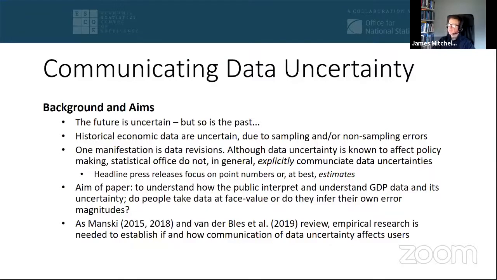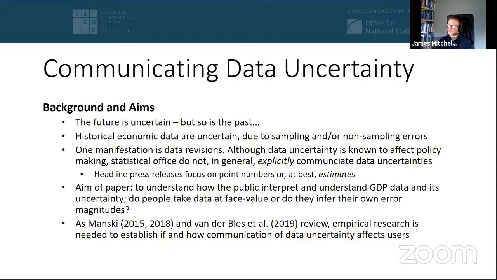Certainly, an observation is that statistical offices internationally, in general, when publishing economic data, and certainly our focus in this paper is on GDP data, present those GDP numbers as point numbers, as single-valued numbers.